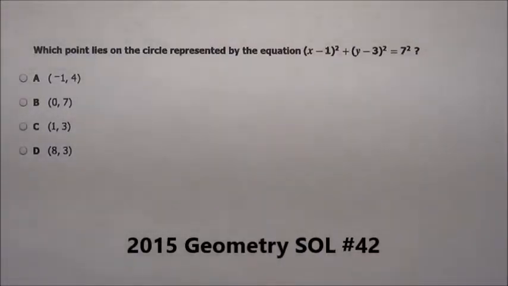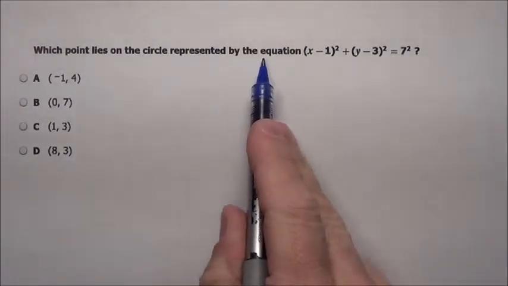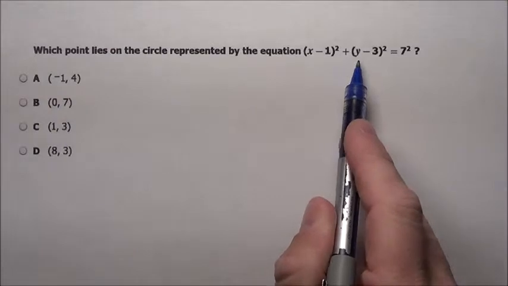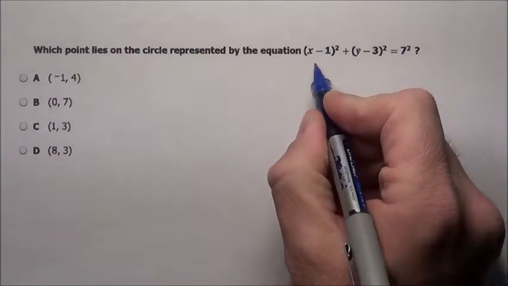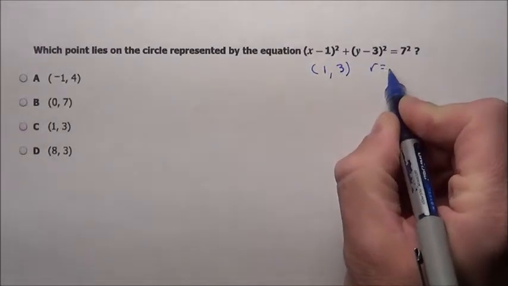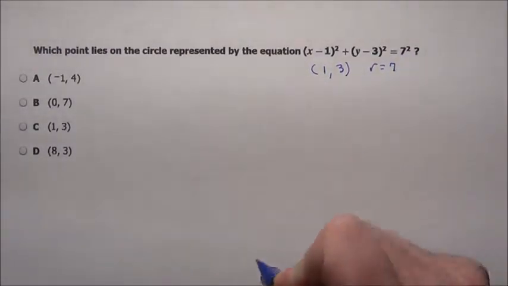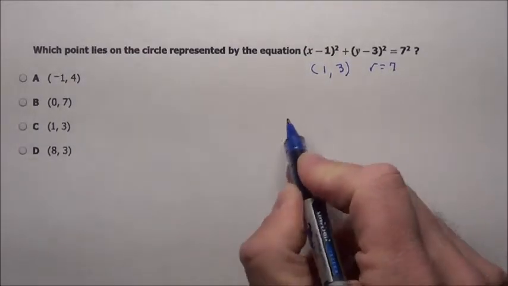Problem number 42. Let's see if this is one of those nice ones or a more difficult one. Which point lies on the circle represented by the equation (x − 1)² + (y − 3)² = 49? So we know it has center at (1, 3), and its radius squared is 49, so obviously the radius is 7. So we have a radius of 7.